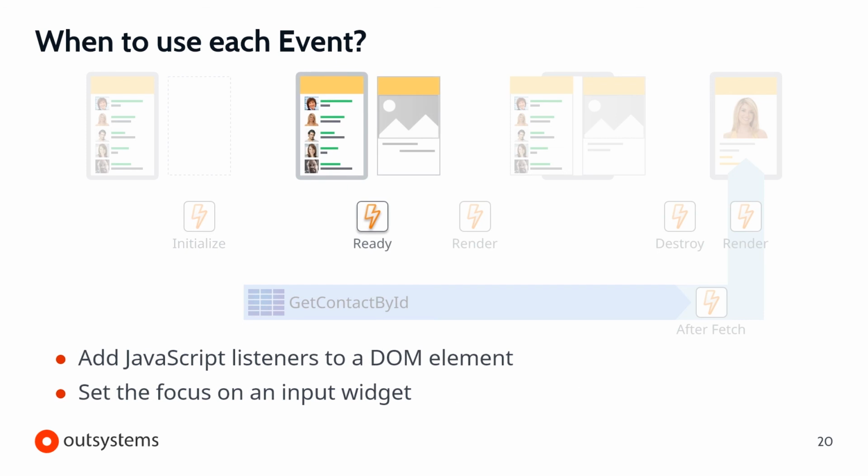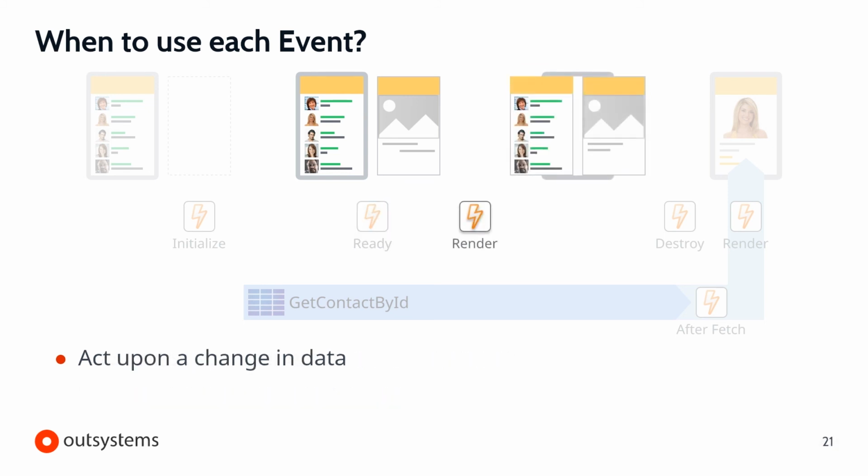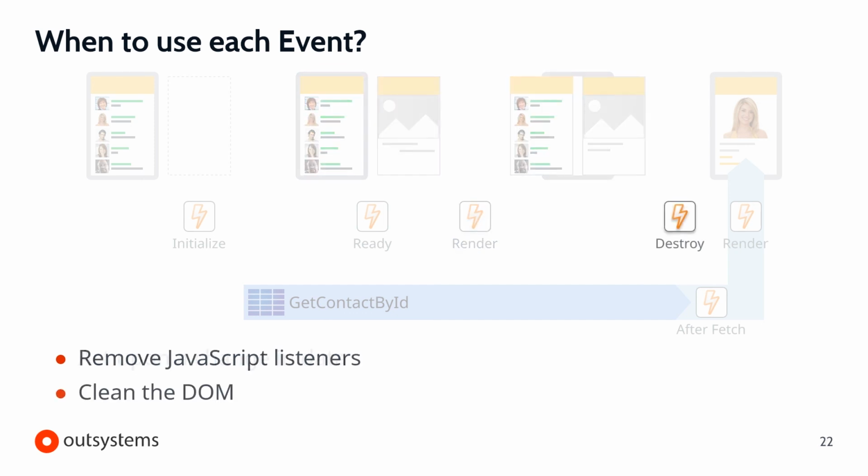As for the ready event, at this point the DOM is already available, although the screen is not yet visible to the end user. Adding JavaScript listeners to elements that are part of the DOM is a good use case. Also, we can use it to set the focus on one particular widget. As the screen renders, the render event triggers. Since this event is also triggered whenever anything on the screen changes, this event may be useful to react to changes in data. The destroy event is one of those that is only needed for very specific use cases, such as removing JavaScript listeners or to clean the DOM that was previously changed in the ready event.